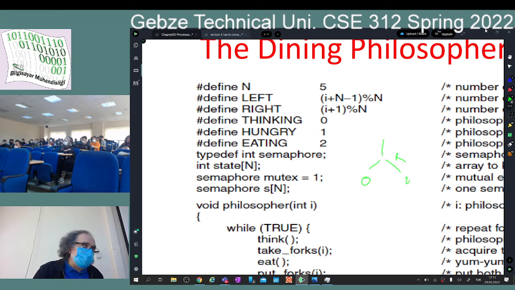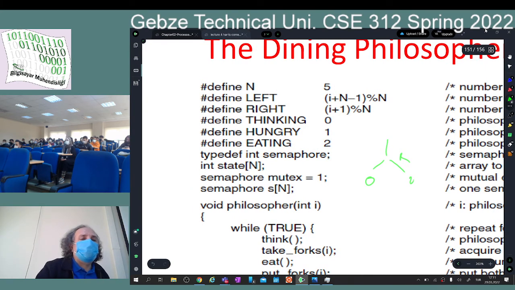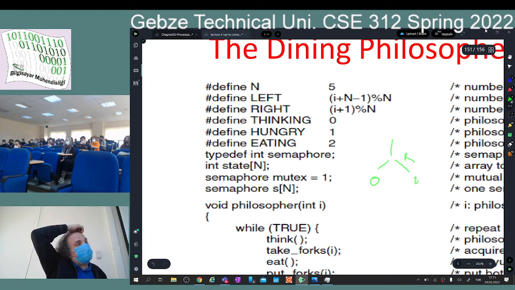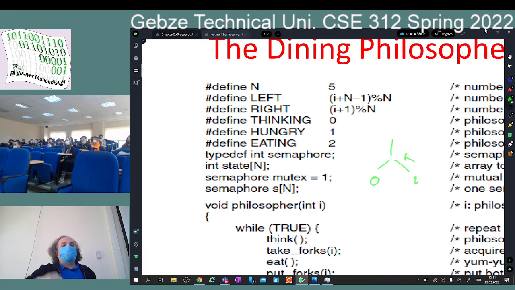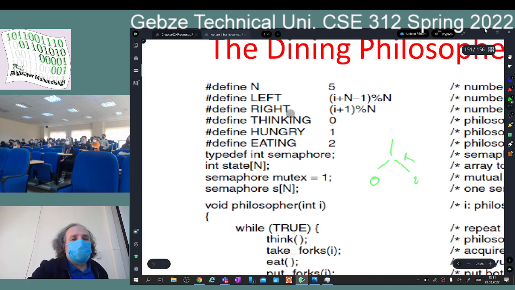And as a philosopher, I may have 3 states. I might be thinking, I might be eating, or I might be hungry. Remember Peterson's solutions about the alternating processes? They were like, I am interested, or I am inside the critical region. So hungry means that I am interested in taking the forks and eating. So I am thinking, I am eating, or I am interested in getting inside the critical region.